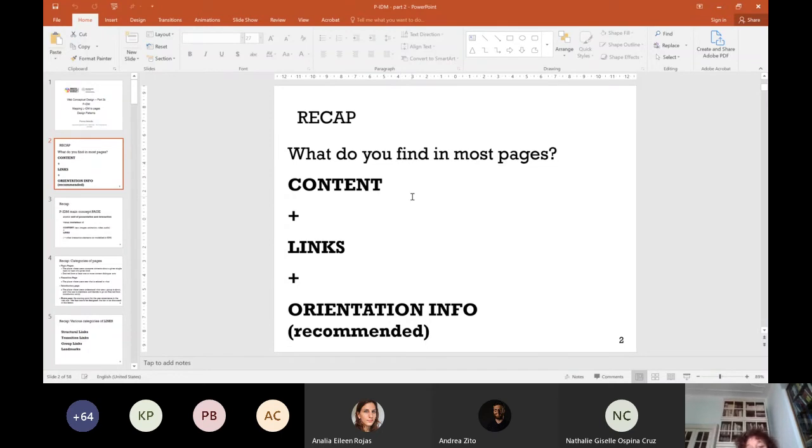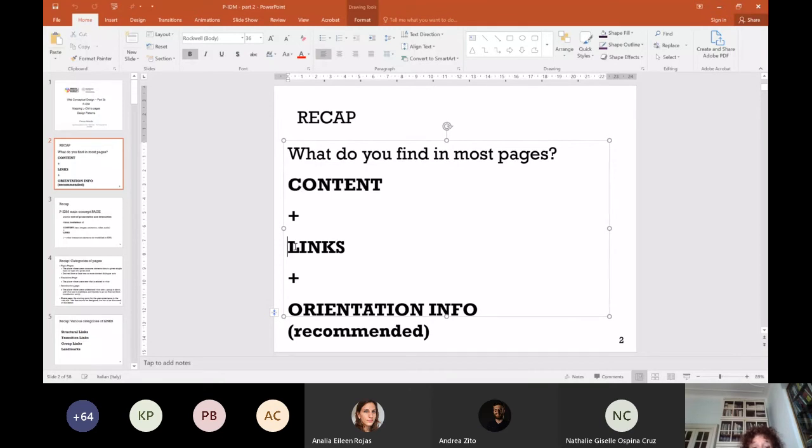We start with a reflection on what we usually find in pages in a website. We basically find content, multimedia content, links, and, not always unfortunately, but it's strongly recommended, the so-called orientation info. Content is clear: text, graphics, images, videos, animation, sound. Links are placeholders that allow you to move from one piece of information to another. And orientation info are hints for the user to understand where he or she is and how he or she got there.